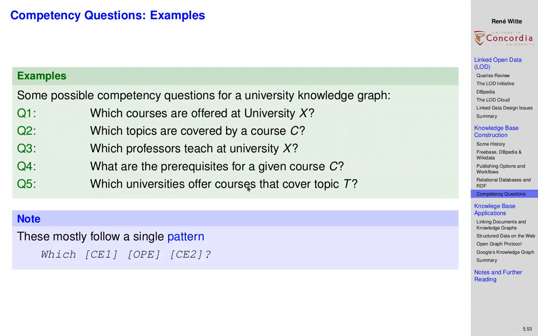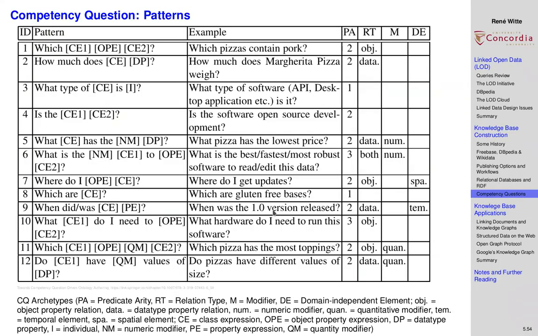Note that almost all of these questions have a specific pattern, and the pattern is down here. We have a certain entity 1, an operation, and an entity 2, like entity is course offered at university. In fact, people looked at typical patterns for these competency questions and came up with these major patterns that most competency questions fall in.